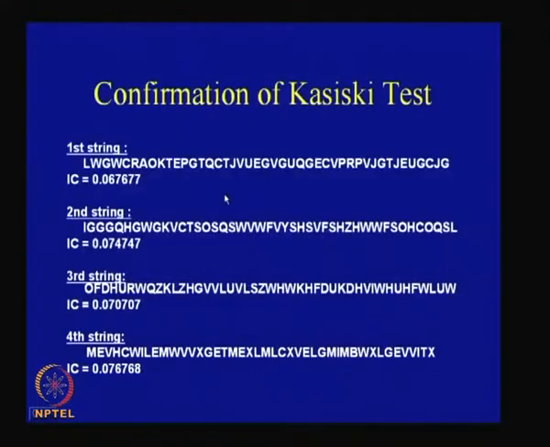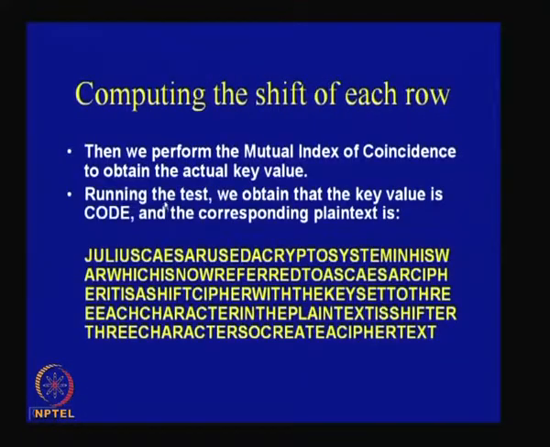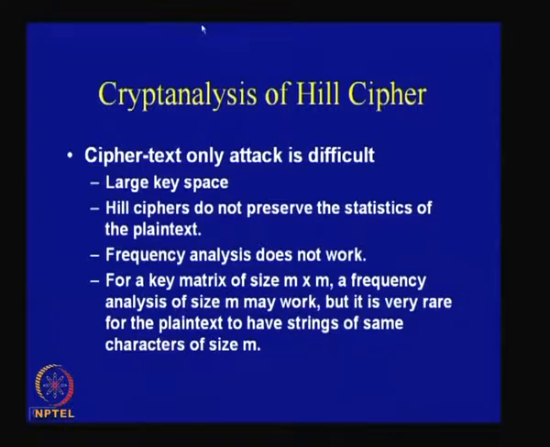In this case we perform this test, and we have automated it. You can obtain the key value, which in this case is code, and the corresponding plaintext is this. It makes meaningful text, and therefore we conclude that our decryption has been correct. Then we discuss and conclude with the cryptanalysis of the Hill cipher. In this case the ciphertext-only attack is difficult because there is a large key space.